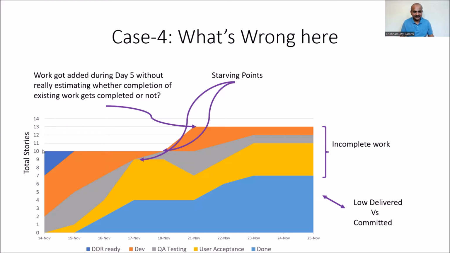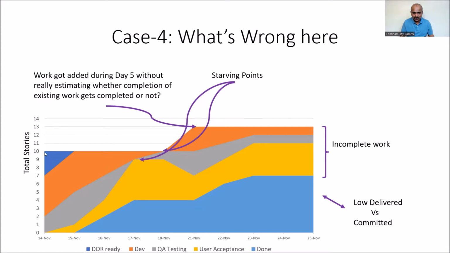Whether you agreed for 10 features or 12 features or 13 features, we don't know. At the end, the picture is, see, 13 features is what you are supposed to deliver, but you have only given 6 features. So this much is incomplete work. See, if you see the pattern here, 10 features you committed initially. Those 10 itself you have not delivered. You only delivered 6. See, the light blue here, done features, deployed features, is 6.